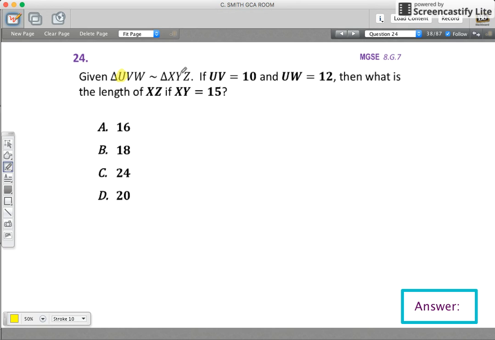We know that U and X are similar angles. Switch up our colors. We know that V and Y are similar angles. And we know that W and Z are similar. They're in a particular order, which we need to pay attention to as we're working through this. So what we know is UV equals 10. Okay, and we know that we're going to be able to compare that and say that UV is similar to XY, right?